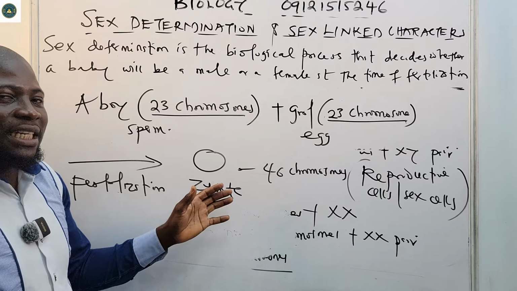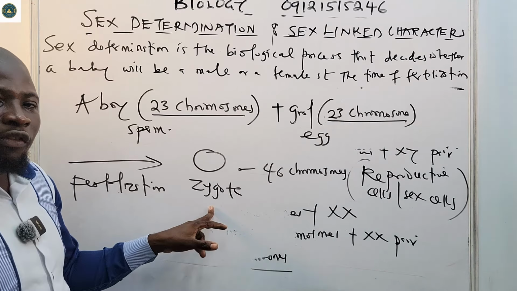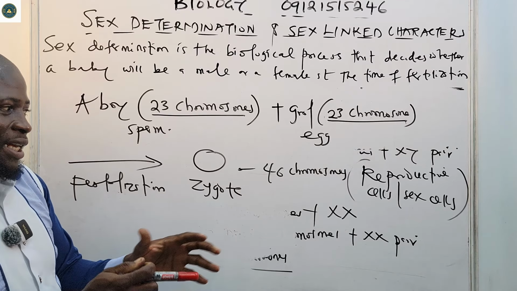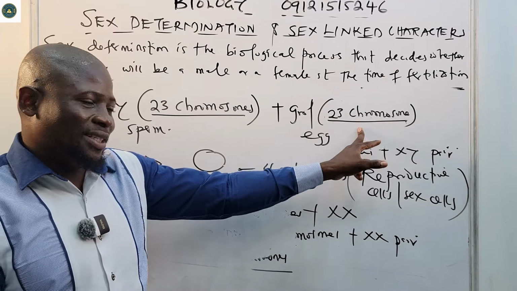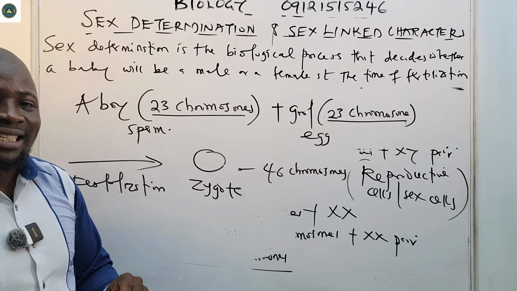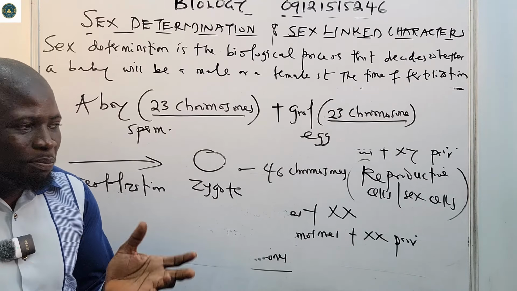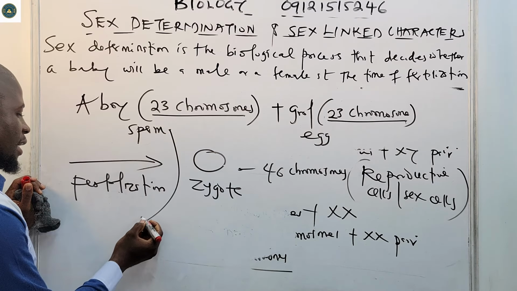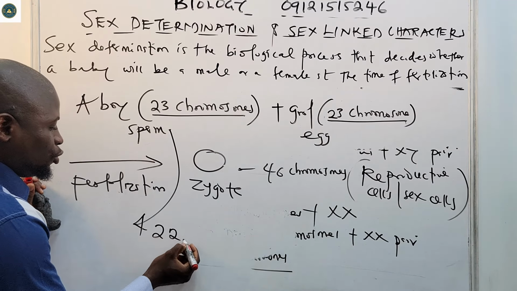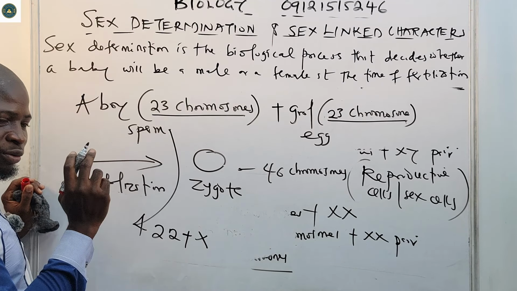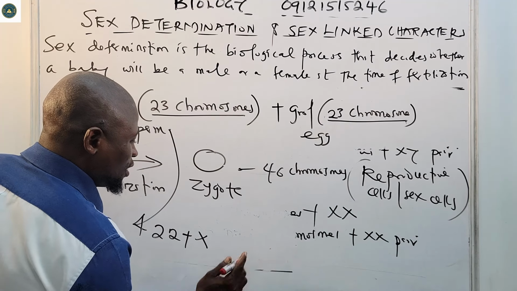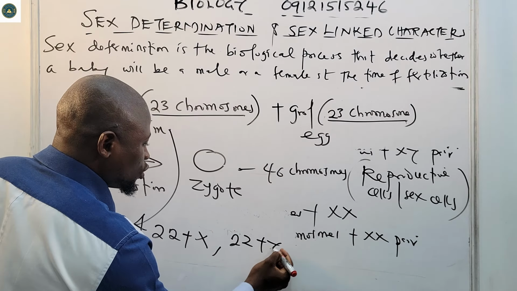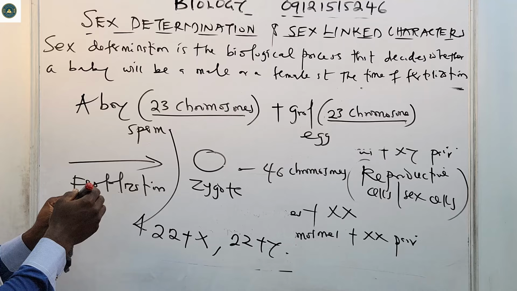And at the end, you see that they come together. In the offspring, in the zygote that is formed, they will now have a total of 23 plus 23, which is 46 chromosomes. For the sperm, some of the sperm will have 22 plus X chromosome, while some will have 22 plus Y chromosome. This is what will happen.